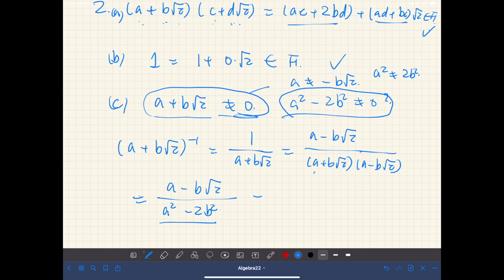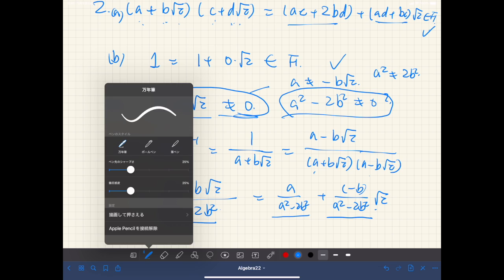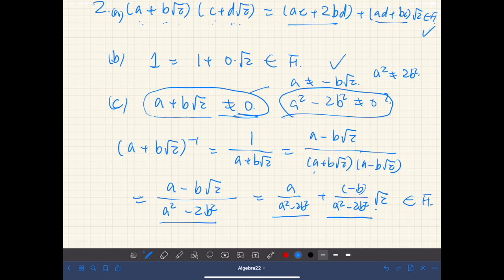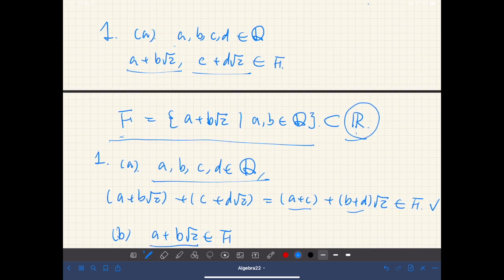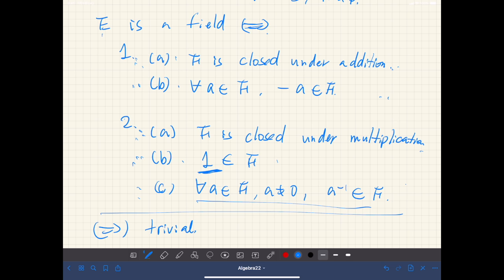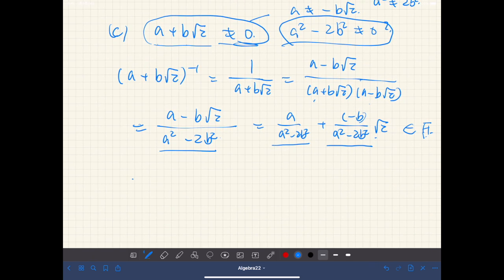So this is okay. So we get a over a squared minus 2b squared plus negative b over a squared minus 2b squared times square root of 2. So this is a rational number, and this is a rational number, times square root of 2. So this is indeed an element of F. So this subset of real numbers satisfies all the points of the subfield criterion. Therefore, F is a subfield of real numbers.